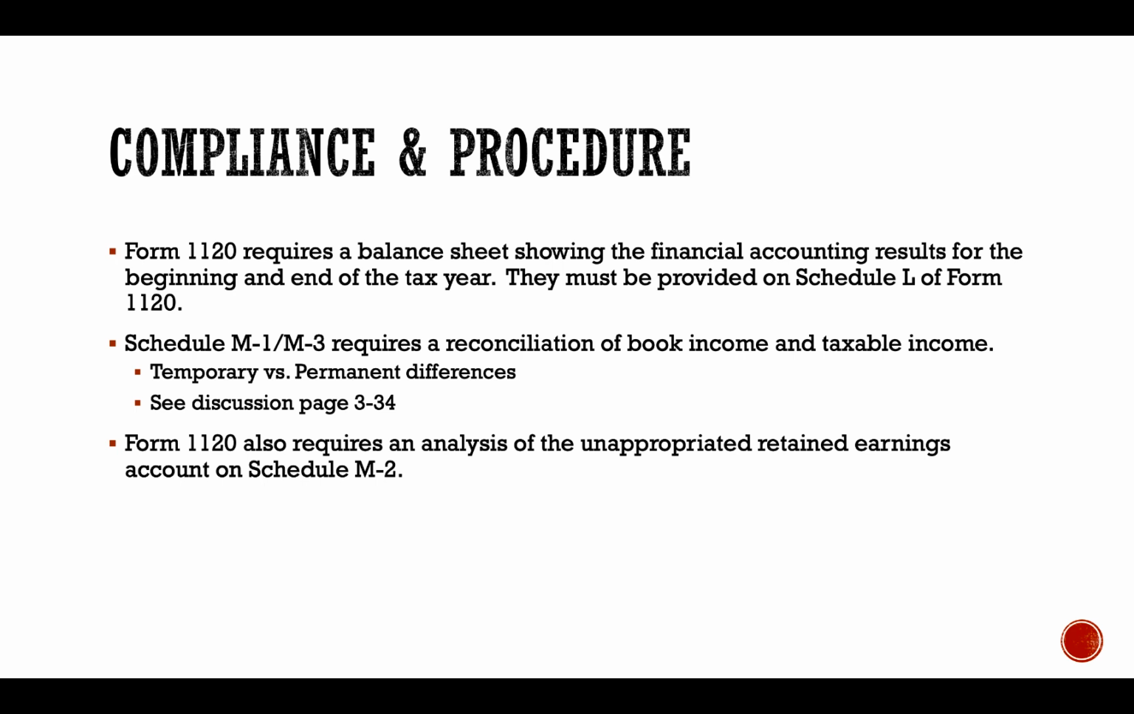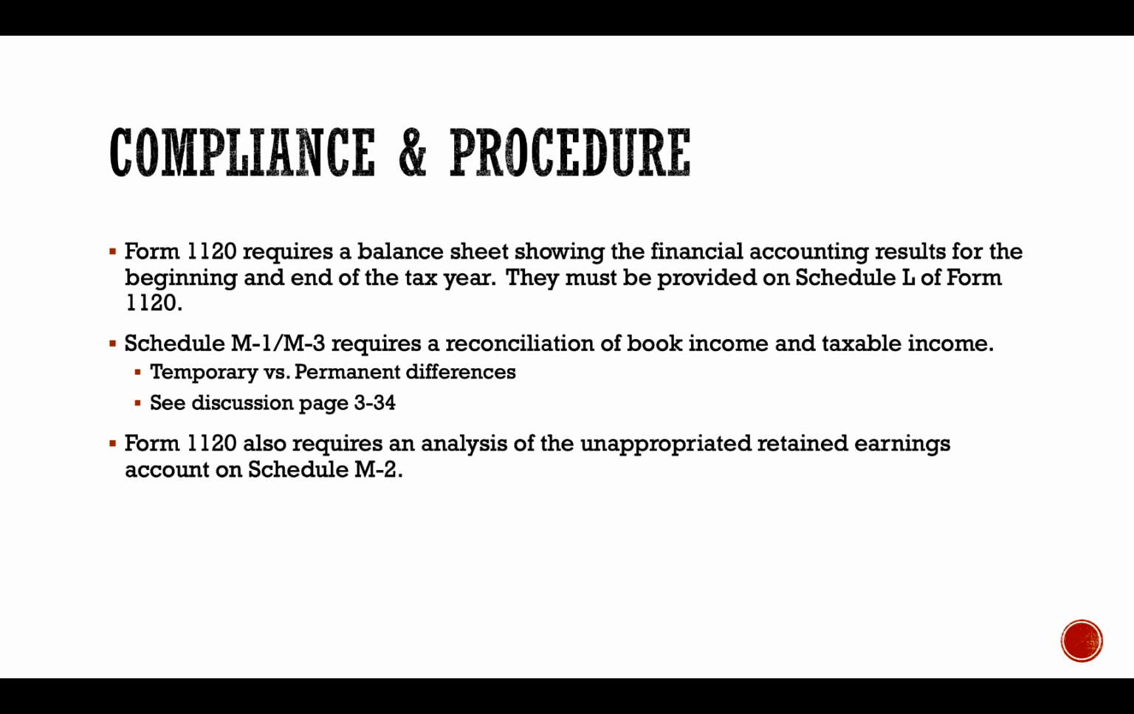Form 1120 is going to require a balance sheet showing the financial accounting results for the beginning and end of the tax year. That'll be on Schedule L of Form 1120. And then Schedules M1 or M3, and these are similar schedules. M3 is for a large corporation and it goes into more detail. But these schedules are going to require a reconciliation of book income and taxable income.